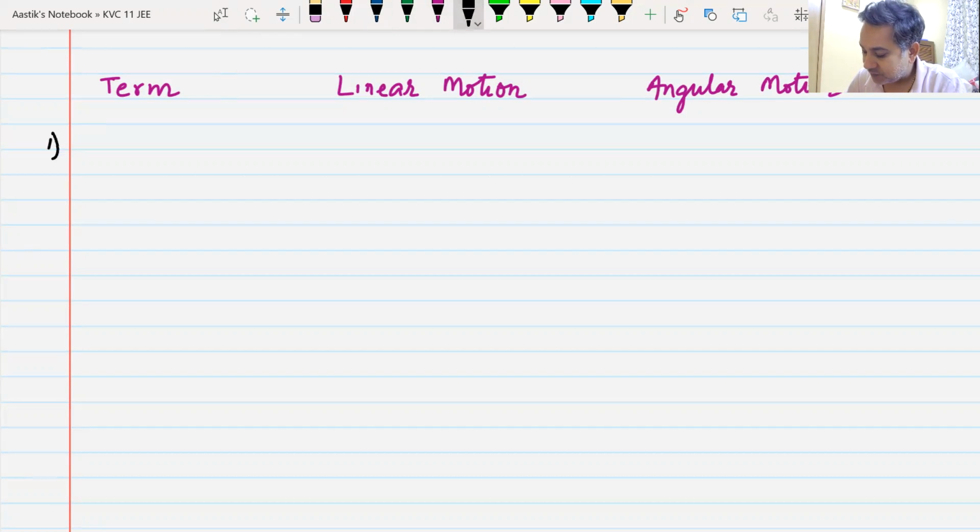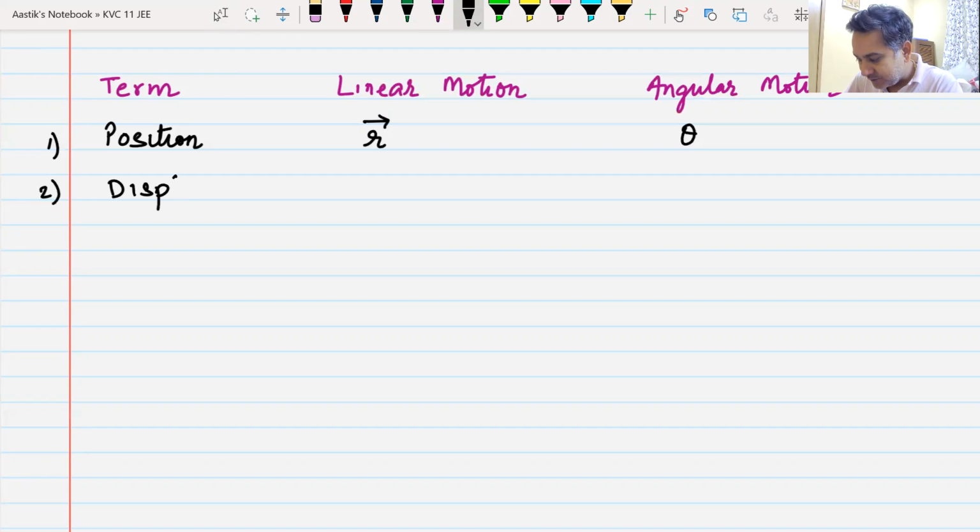The first term that we saw was position. In linear motion, the position was given by r vector, position vector. In angular motion, it was given by angle theta. I hope you all understand this, yes or no? So you just keep on writing. The next term that we saw was displacement. Here it was written as displacement vector. Here it was written as change in angular position, delta theta.